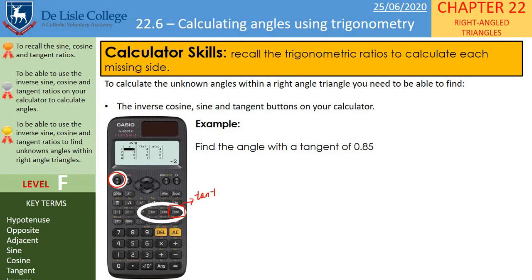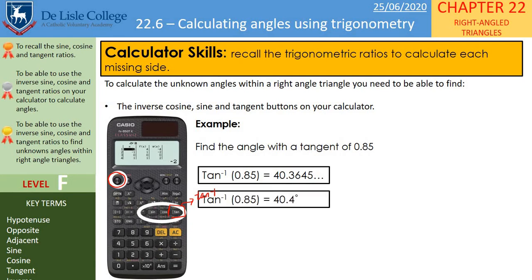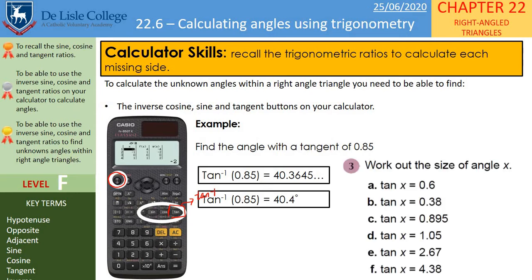So we're going to do a practice question together. Find the angle with a tangent of 0.85. We use our shift tan, and this brings up tan -1, or tan to the power of -1, sorry. Then your bracket is 0.85, and you get given an angle of 40.3645 and so on, which if we round to a suitable degree of accuracy will be 40.4.